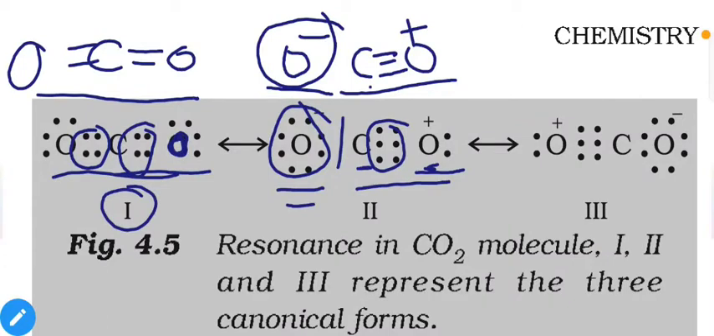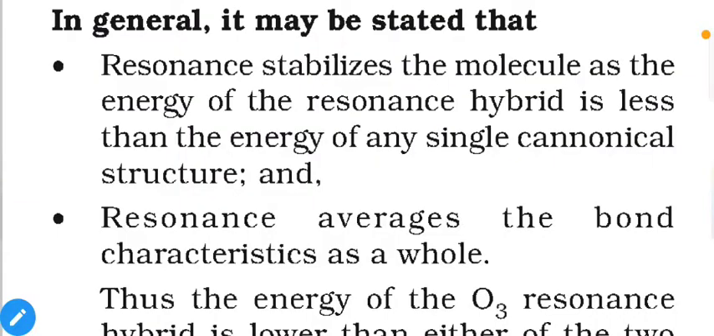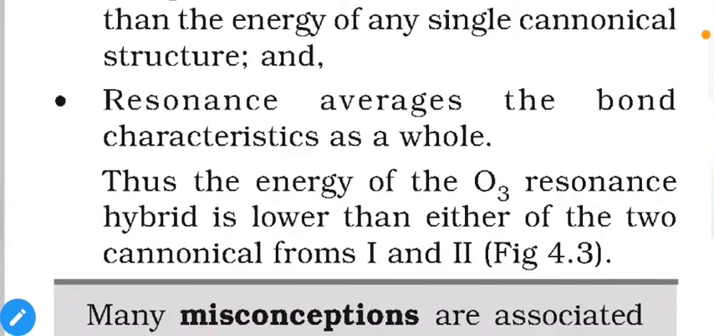Similarly, the third structure represents the same thing but opposite. That means between the first oxygen and carbon you will see a triple bonded structure and positive charge, and the second oxygen will be negative. And they will feel electrovalent attraction. In general, it may be stated that resonance stabilizes the molecule, as the energy of a resonance hybrid is less than the energy of any single canonical structure, and resonance averages the bond characteristics as a whole.